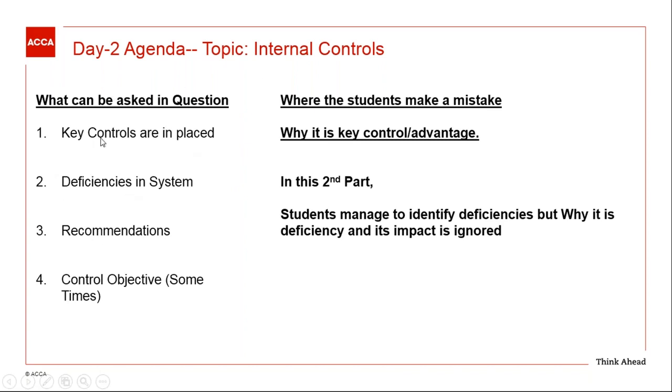So what are the mistakes which the students make in the exams? Key controls are in place: why it is a key control and advantage, students may forget to mention it. Deficiency in system and recommendation: students manage to identify deficiencies, but why it is a deficiency and its impact is ignored. So this is all about the mistakes. You can take a snapshot as well. These are the mistakes which we need to improve in this session.